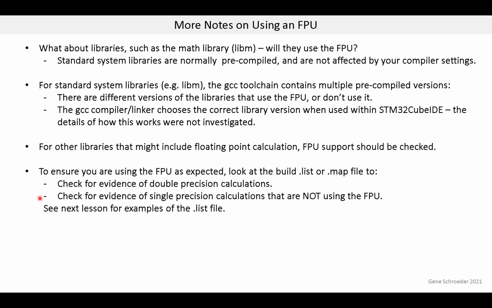Now, it's not too difficult to do this, but rather than try to explain it here, I'll refer you to the second video where I go through a .list file. And there you'll see what it looks like when the FPU is being used versus when software functions are being used to do floating point. And you'll also see what it looks like when you're doing double precision, which will be software functions.